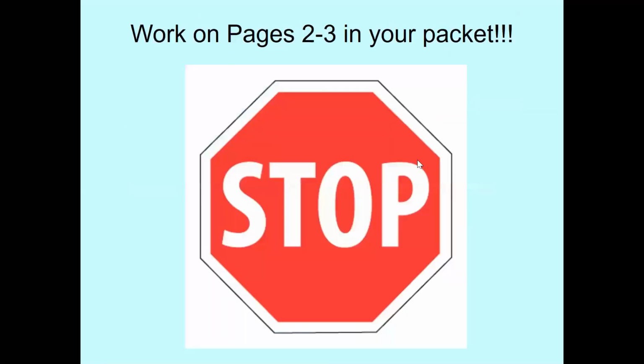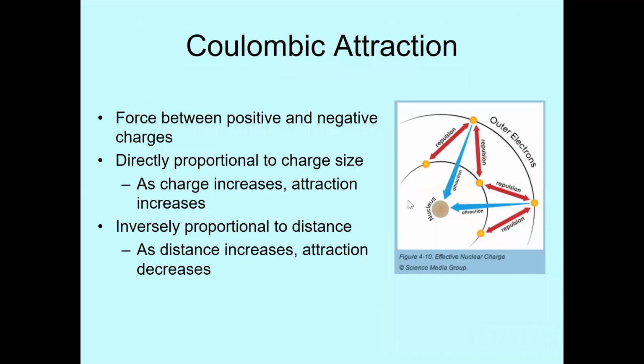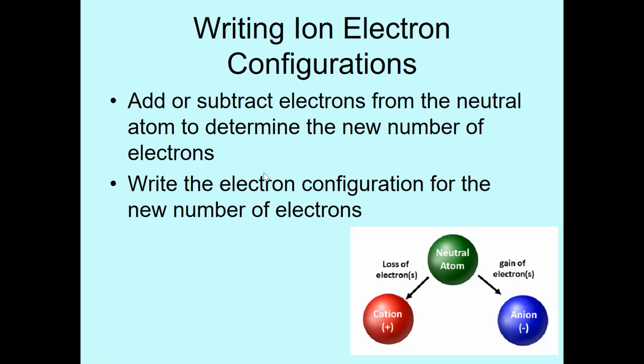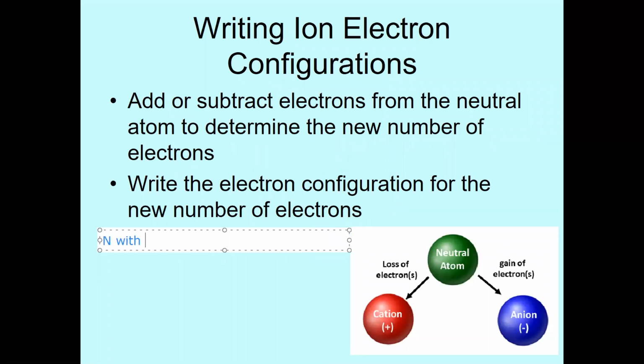So what does that look like? Let me add a text box. That's going to look like if we, for example, had nitrogen with a -3 charge. Nitrogen, as we know, has 7 electrons, and -3 means that it gained 3 electrons, and now it has 10 electrons. So we would basically be writing the electron configuration for neon. So we would have 1s2, then 2s2, then 2p6, totaling 10 electrons.